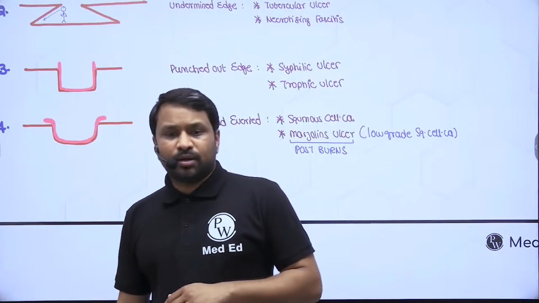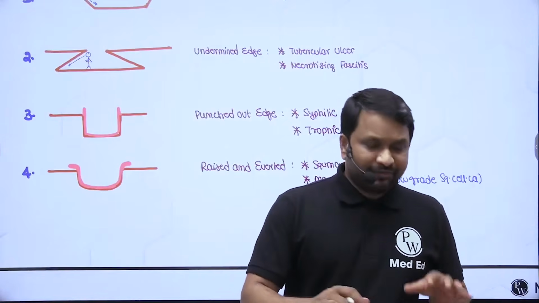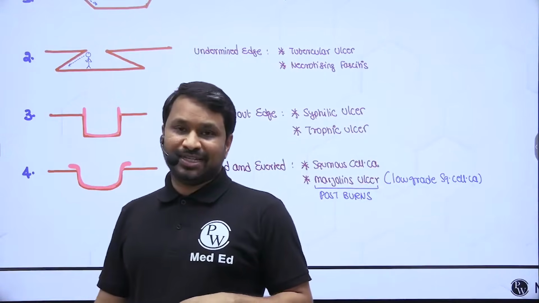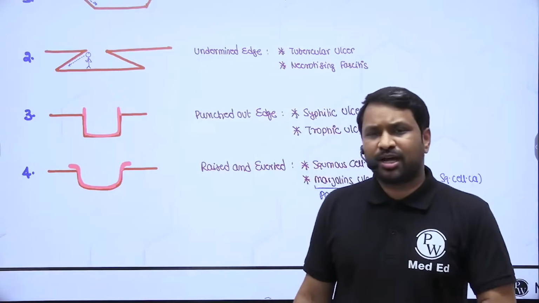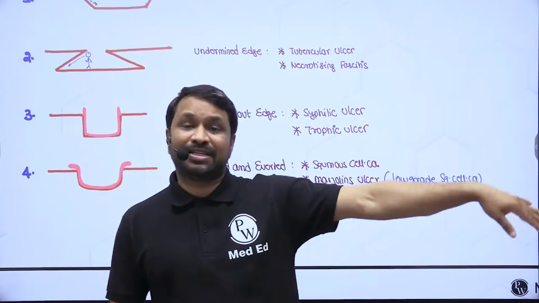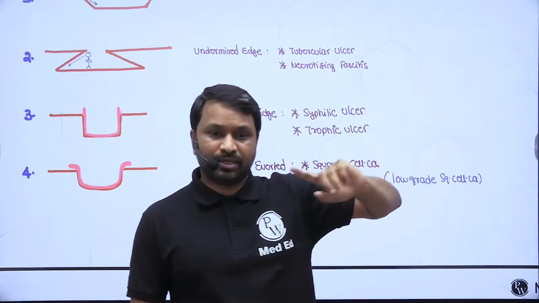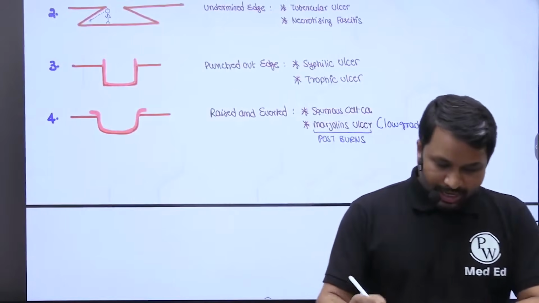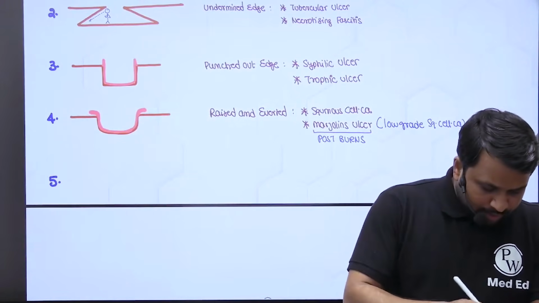See, undermined edges are seen in all granulomatous diseases. Wherever you have active proliferation of a disease, there you can have an undermined edge. Examples like necrotizing fasciitis, tubercular ulcers. There are certain ulcers which are secondary to an ischemic status, but not the diabetic foot ones, because that is because of microangiopathy. There's a difference.